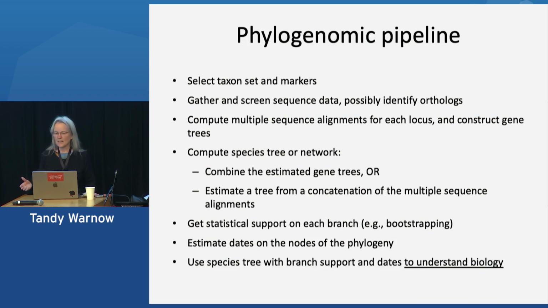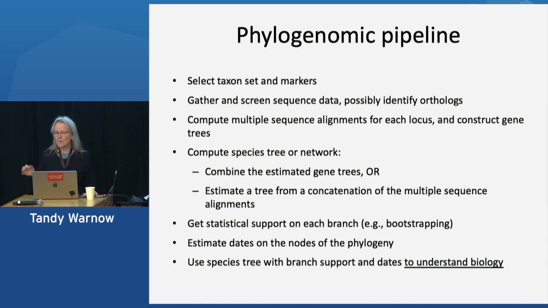So you have this pipeline where you start by deciding what species you want, and which genes you want. And then you're going and getting your data. And then you're computing multiple sequence alignments on each of the genes. And then you're using that to get gene trees. And then you're using the alignments and/or the gene trees to get a species tree or a phylogenetic network. And then you're doing things with that phylogeny, whether it's a tree or a network, to estimate things like branching lengths and times, and do things with biology, make discoveries in biology.